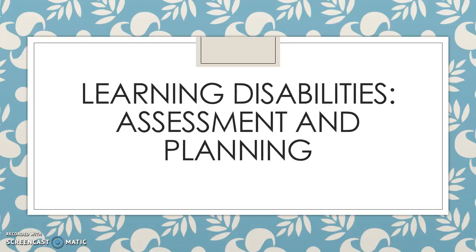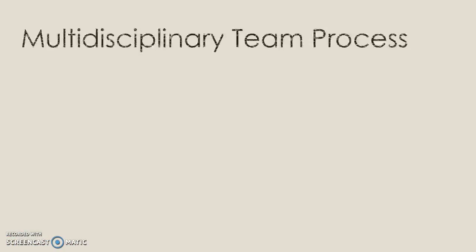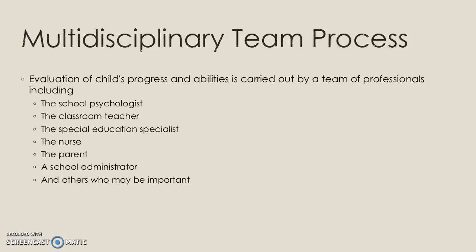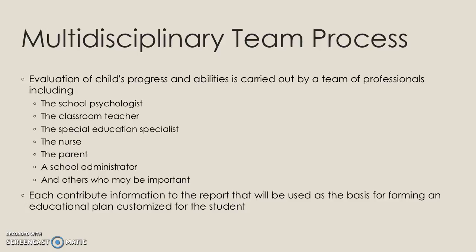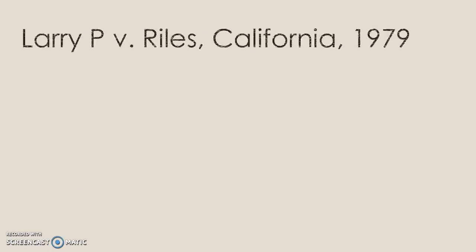The third part of the screencast is assessment and planning. Multidisciplinary team process. Evaluation of the child's progress and ability is carried out by a team of professionals, including the school psychologist, the classroom teacher, the special education teacher, the nurse, the parent, the school administrator, and others who may be important. Each contributes information to the report that will be used as the basis for forming an educational plan customized for that student.